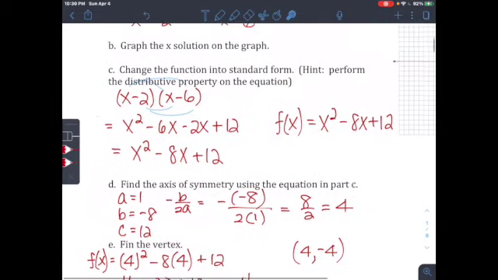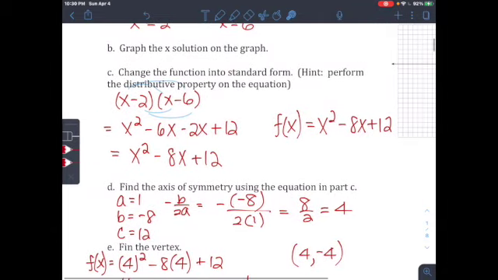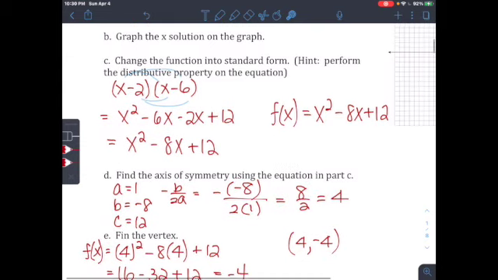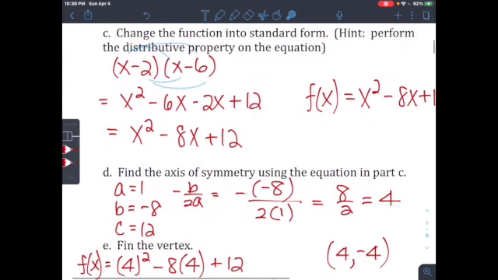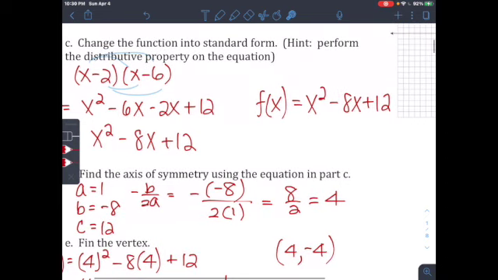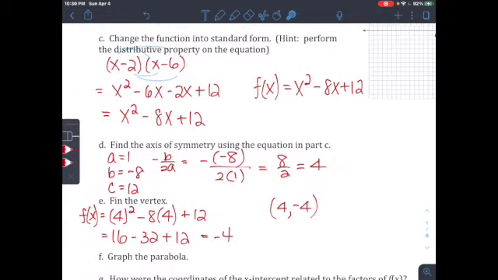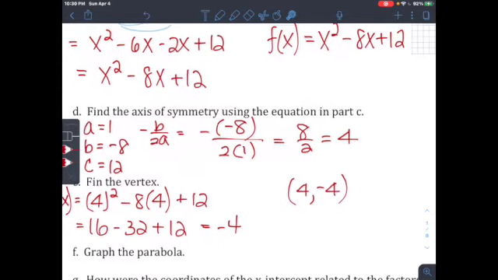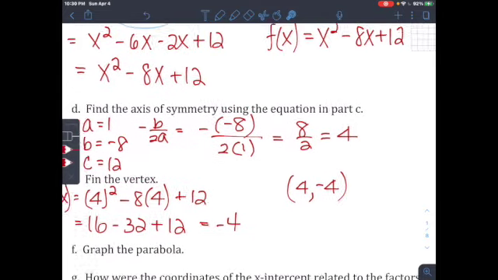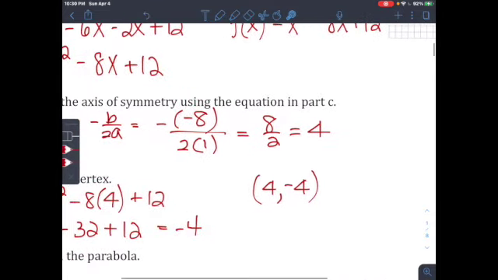Then they say D, find the axis of symmetry using the equation in part C. The equation in part C also tells you A is 1, B is negative 8, C is 12. So I plug into negative B over 2A, and I found out the symmetry line is x equals 4, and the y-coordinate is going to be negative 4. So my vertex is 4 and negative 4, which is right here. That's my vertex. This is the x-coordinate, and this is the y-coordinate.